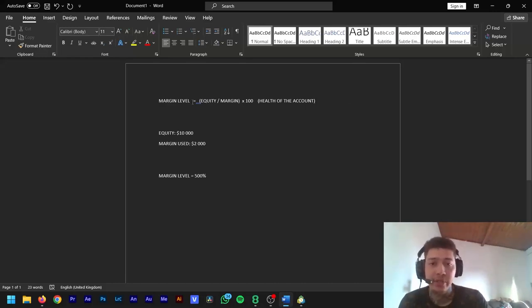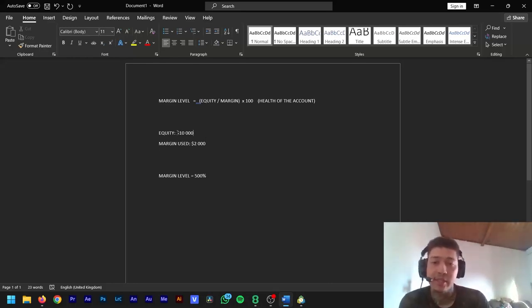Basically, margin level is equity divided by margin times 100. Equity is the amount of money you have. The margin is what you're using off your capital, which is your equity, times 100, and that gives you your margin level percentage. In this case, we have $10,000. Just for you to learn, you make the same formula with your capital, the amount of money that you're trading with.